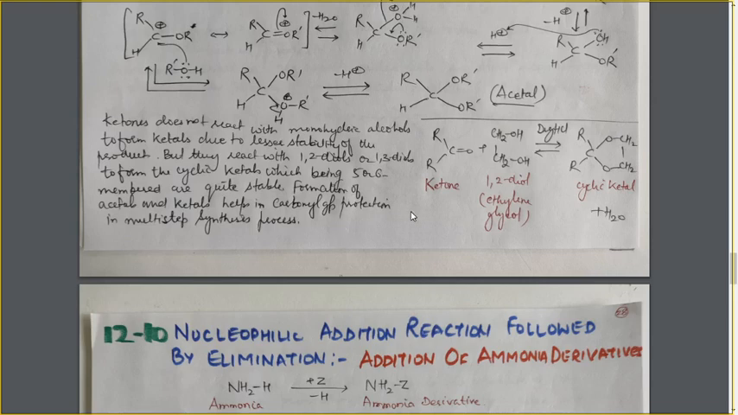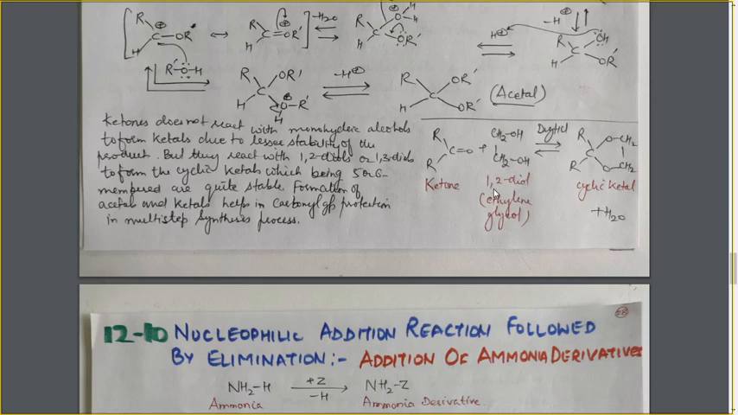So ketones do not react with monohydric alcohol to form the product known as ketals. In case of ketones, the product which is formed is known as the ketals. Ketones do not react with the monohydric alcohols to form ketals. And why? Because this product will be less stable.